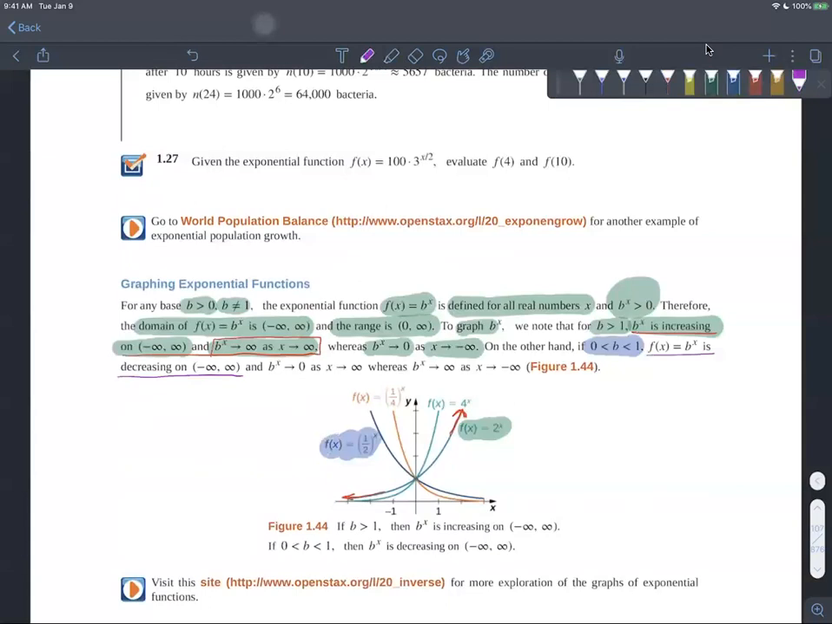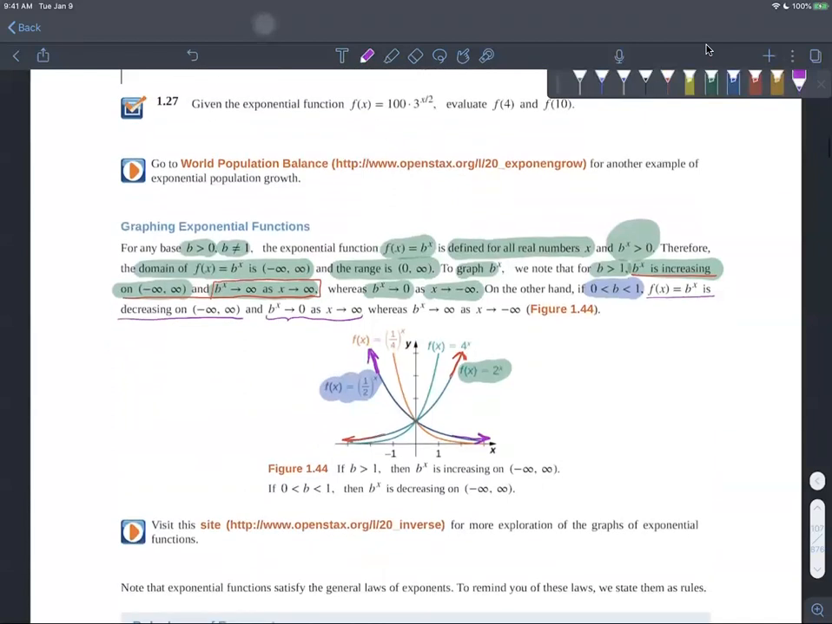That's decreasing. Then b to the x approaches 0 as x goes to infinity. We can see that right here. I'll draw it in purple. It's approaching 0 as x goes to positive infinity, whereas b to the x goes to infinity as x goes to negative infinity. So as we go further to the left on that function, it is going up to infinity.